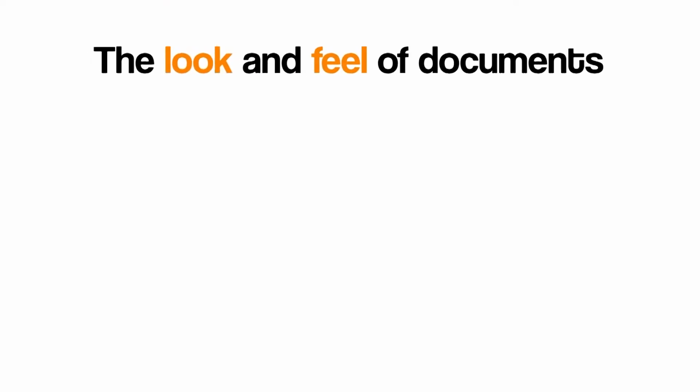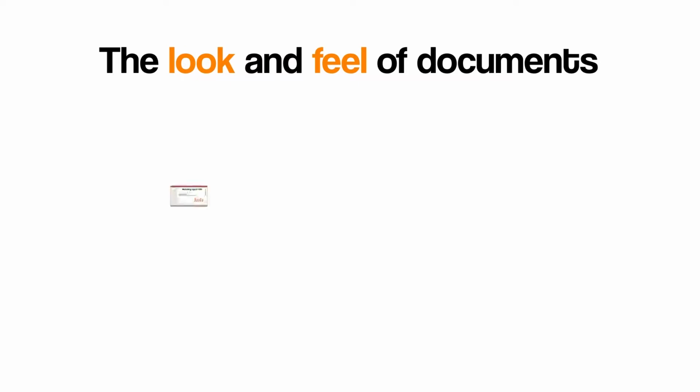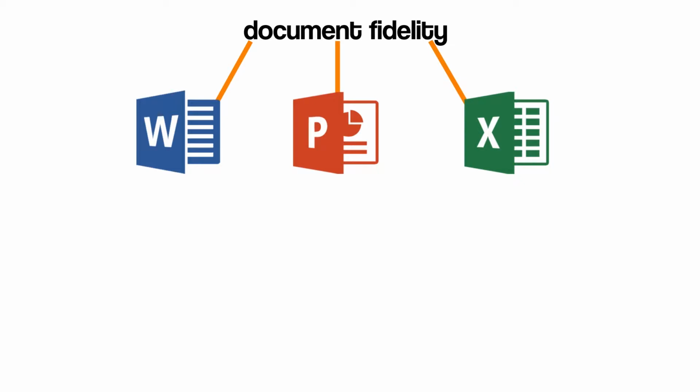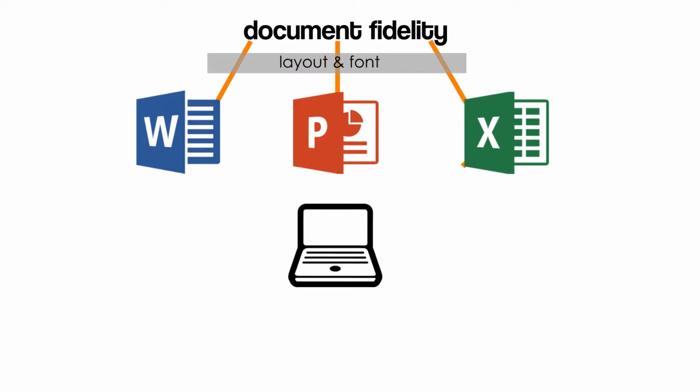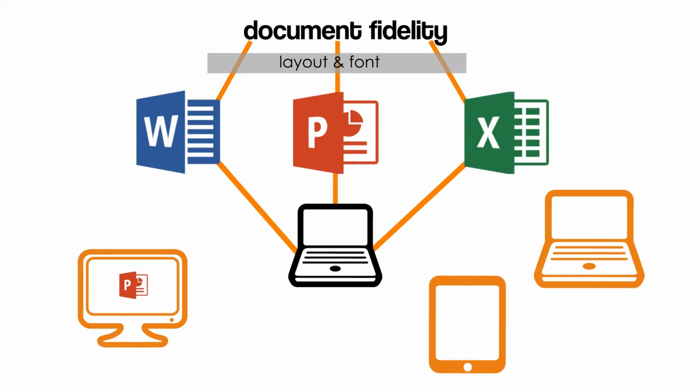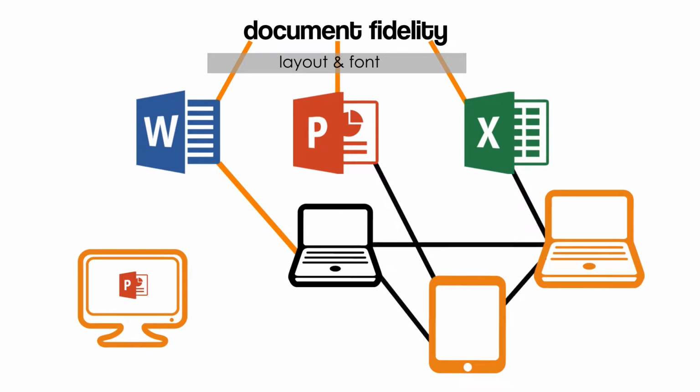In this video, we're going to talk about the differences in the look and feel of documents when you look at them locally compared to opening them in Office 365. Document fidelity refers to the formatting of your documents, such as layout and font, and whether that formatting is consistent when viewing that document on a different computer, which is what happens when sharing your document with other people or working collaboratively on the same file.